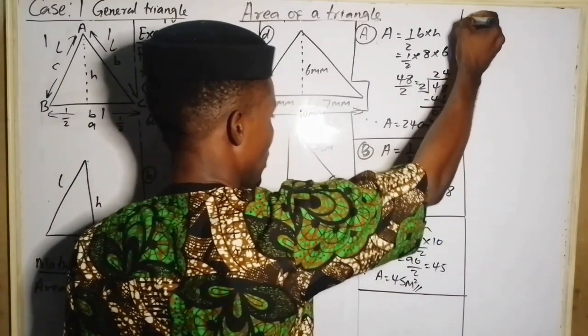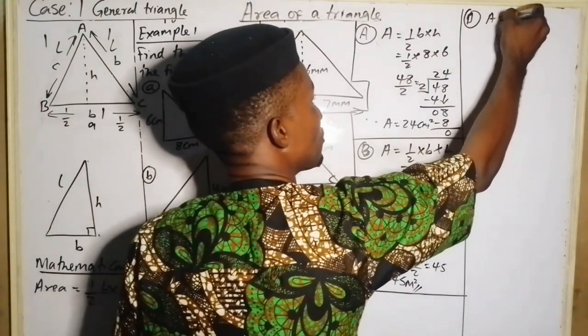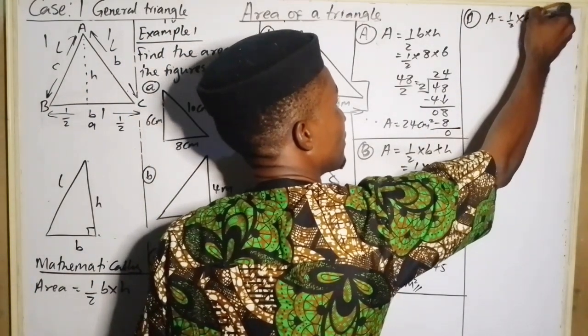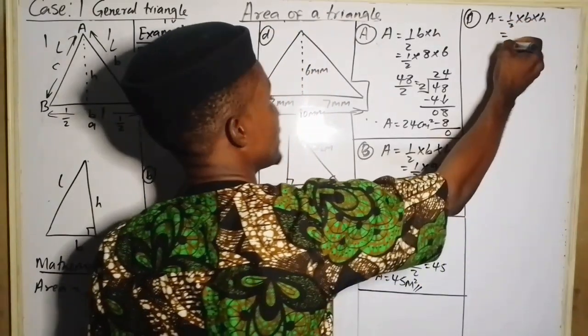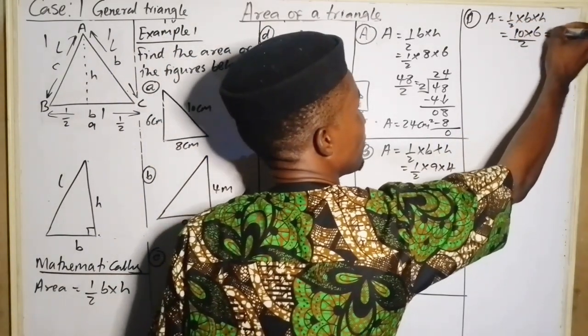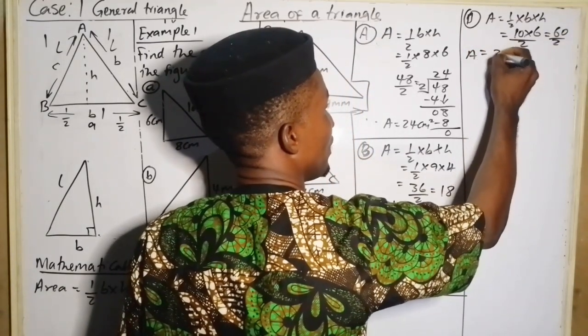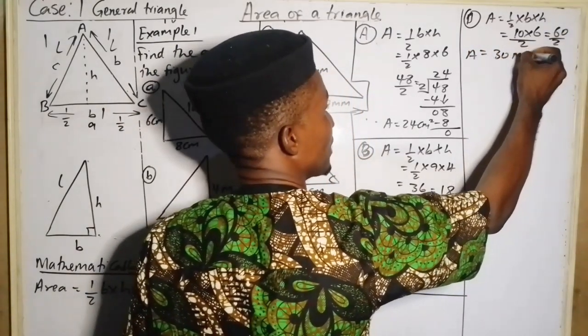So we find our value, that is for D. Your area is going to be what? Half base times your height. Your base is now what? 10 times 6 divided by 2, and that's going to give you what? 60 divided by 2. So your area is going to be 30 millimeter square.